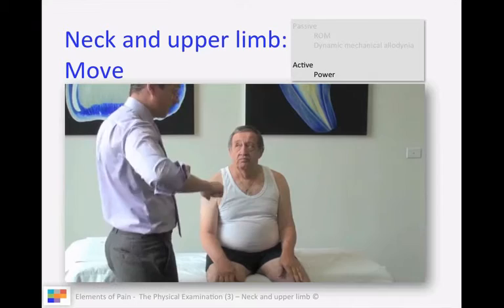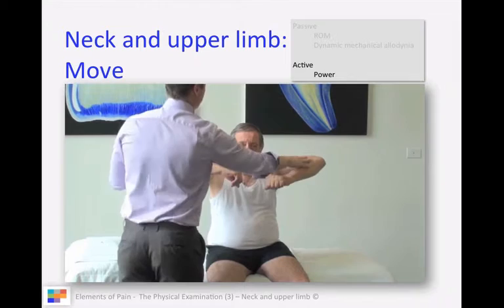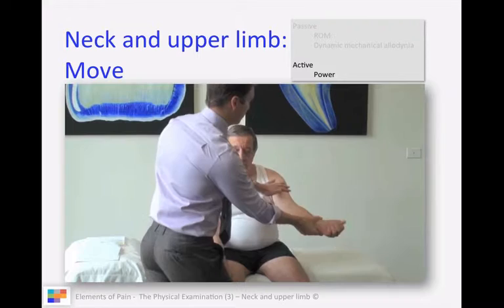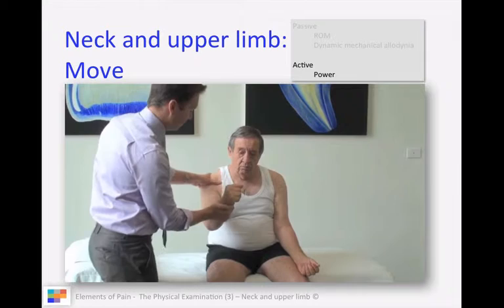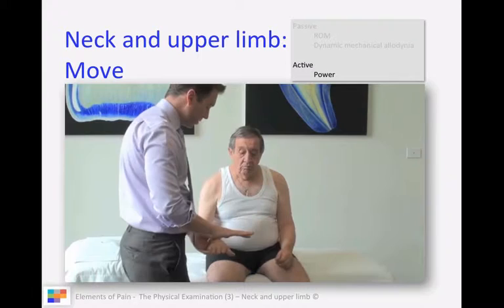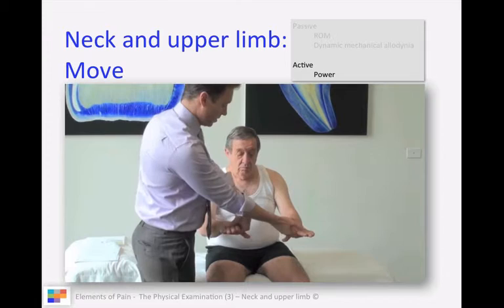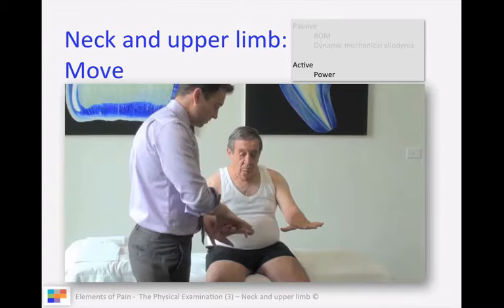So moving on to active power. You can assess both in turn or at the same time. So let's look at elbow flexors, C5. Let's look at elbow extensors, C7, so the triceps, wrist extension, C6, so you're screening for power here, finger flexors, C8, and then move on to finger abductors, T1.